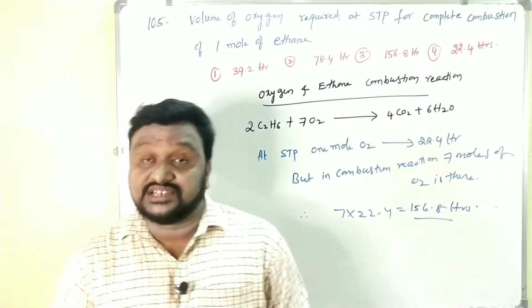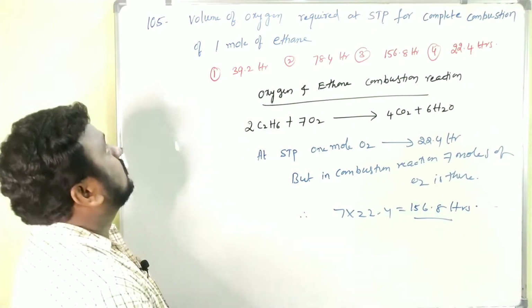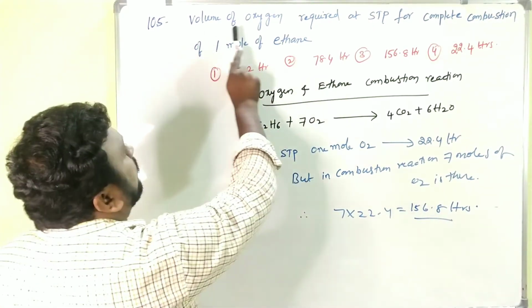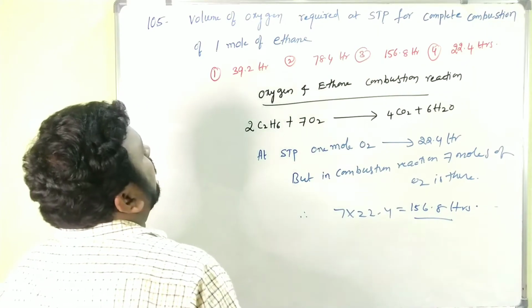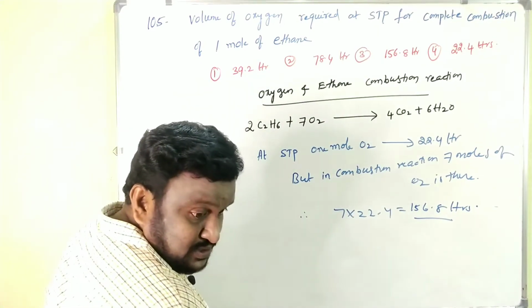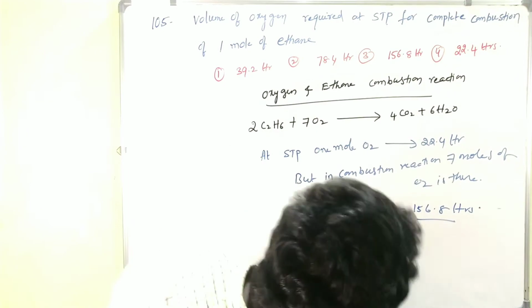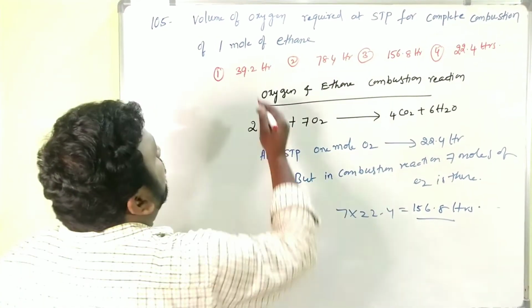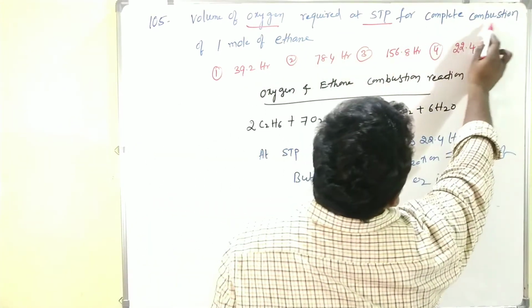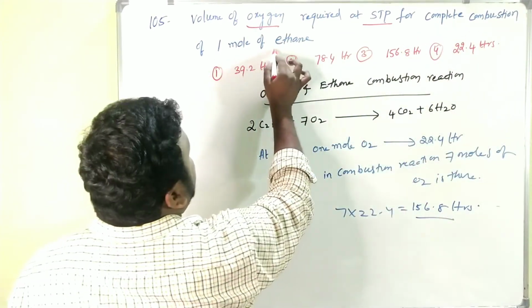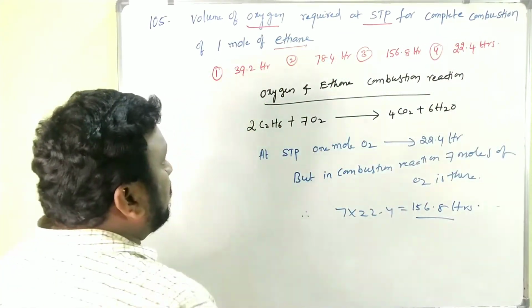Interesting question is there, let's go for that. Volume of oxygen required at STP for complete combustion of 1 mole of ethane.